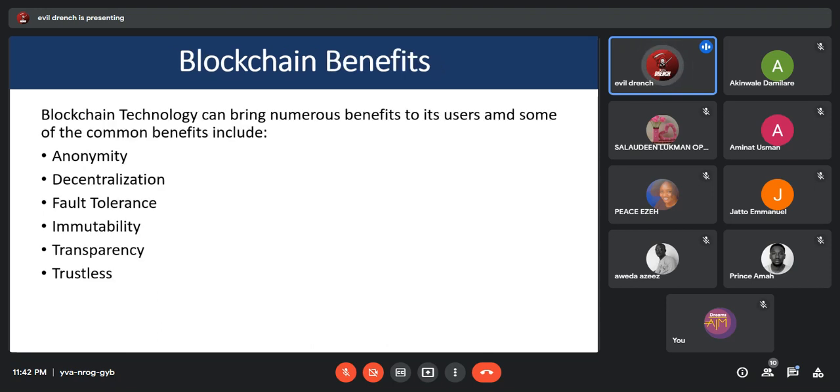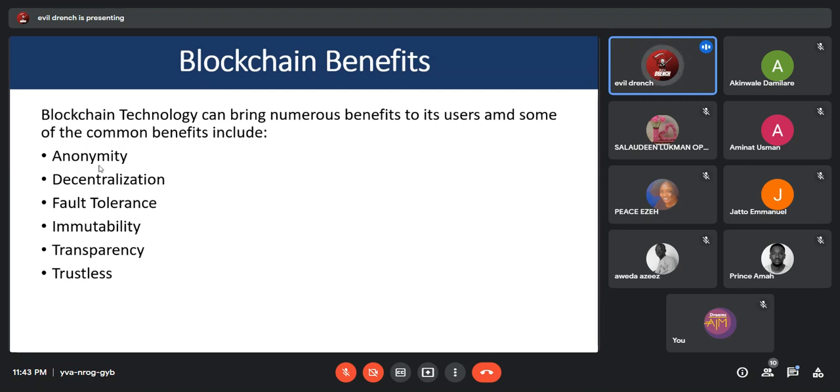So, blockchain benefits. Blockchain brings numerous benefits to its users, and some of the common benefits include, I'm sorry for the mistake here, anonymity. It does not require users to register their identity, that is, if it is not DeFi. I think decentralized finance does KYC, but there are so many blockchains that do not require you to register your identity, stuff like MetaMask.